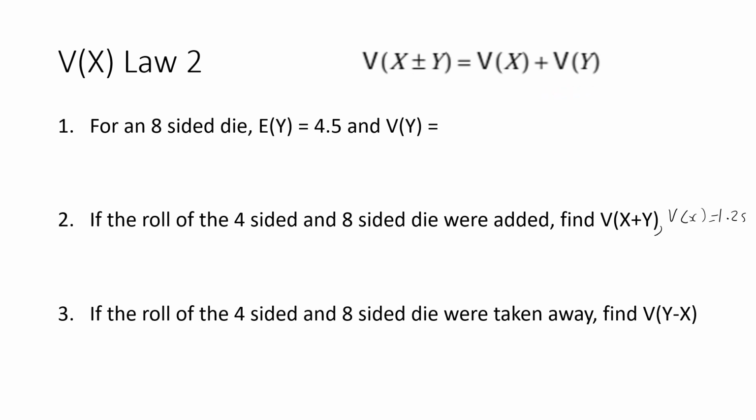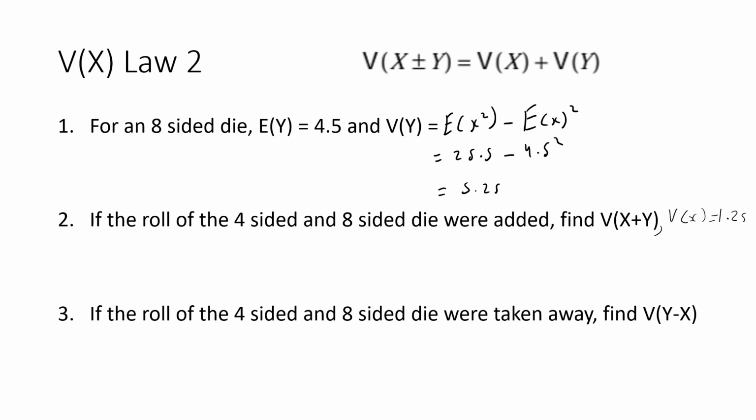Let's move on to these questions. For an 8-sided dice, E of y is 4.5. Find V of y. Well, here we use the formula E of x squared minus E of x all squared is equal to variance. That gives us 25.5 minus 4.5 squared. And this gives us 5.25 as the variance.